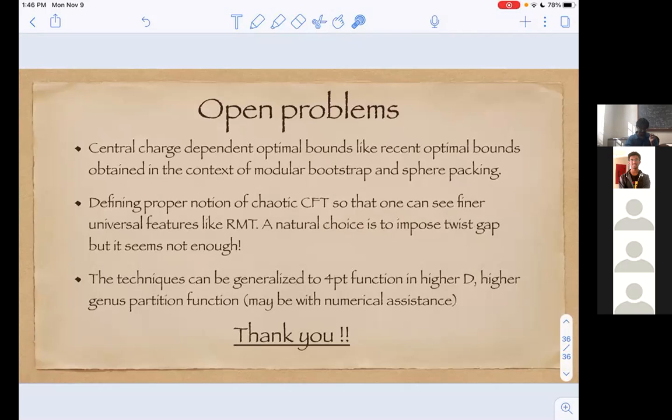And then another hard problem is defining a proper notion of chaotic CFT so that one can see these finite universal features. A natural choice is to impose the twist gap, but it seems not enough. And then one can also hope to generalize these techniques for the 4-point function in higher dimension or higher genus partition function, maybe with numerical assistance.